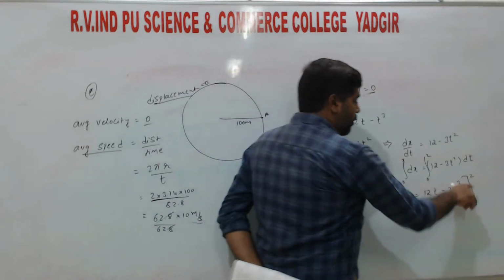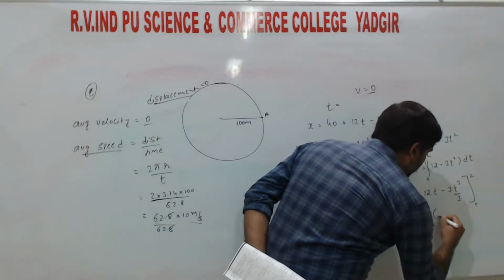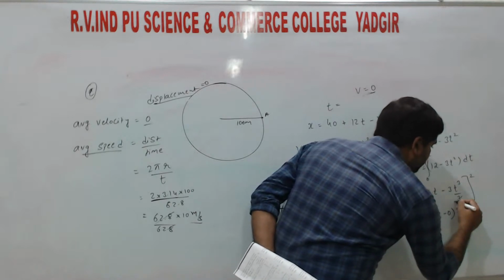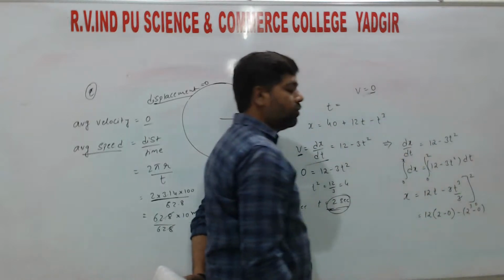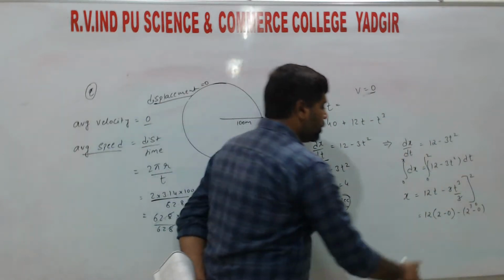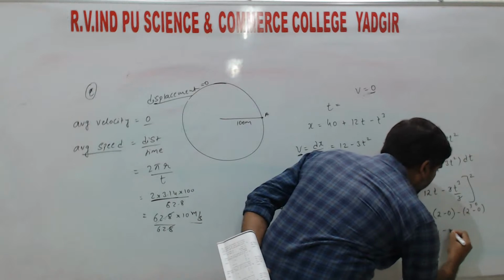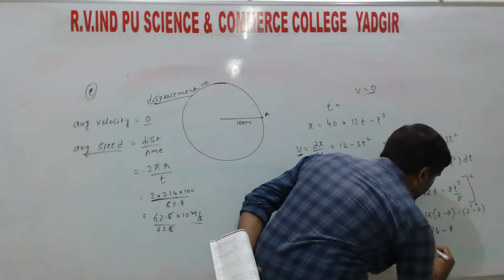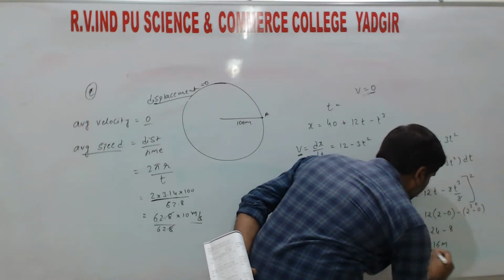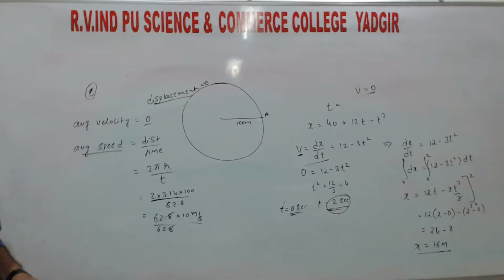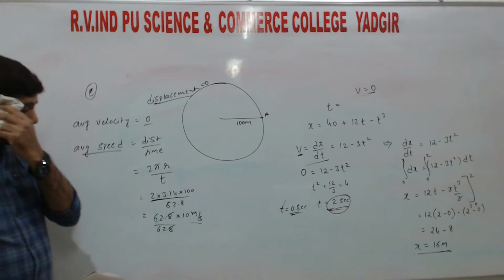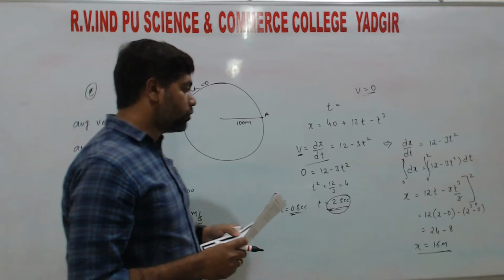So applying the upper limit and lower limit: 12 into 2 minus 0, minus, so the 3 gets cancelled, 2 cube minus 0, right? So here 24 minus 8, so we get 16 meter. So displacement x is equal to 16 meter. So option A.